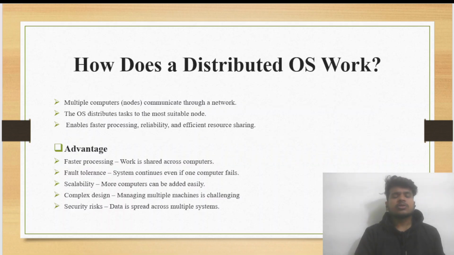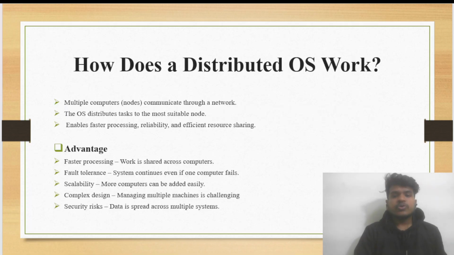But how does it work? When millions of users are coming, how does it work? What is its structure? In a distributed operating system, multiple computers, which we can also call nodes, are connected through a network. These nodes communicate with each other to share processing power, memory, and storage. When a user requests a task like searching on Google, the OS automatically decides which computer in the network should handle it. This makes the system faster, more reliable, and scalable also.